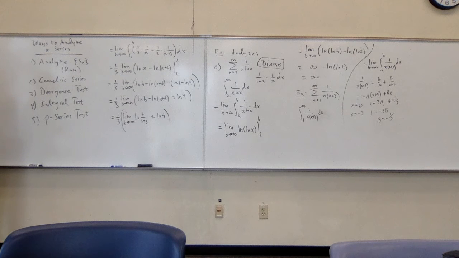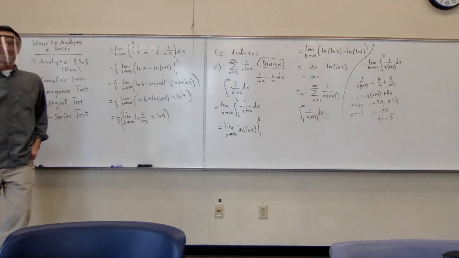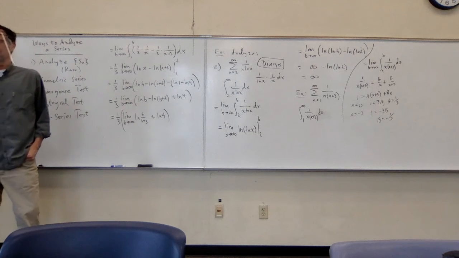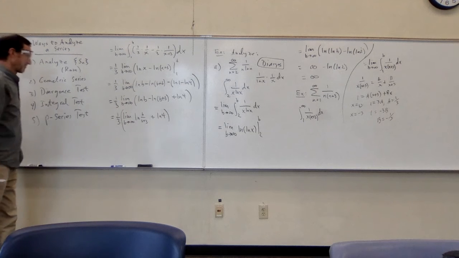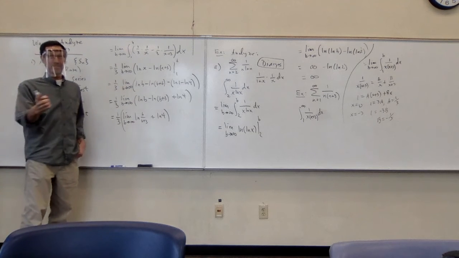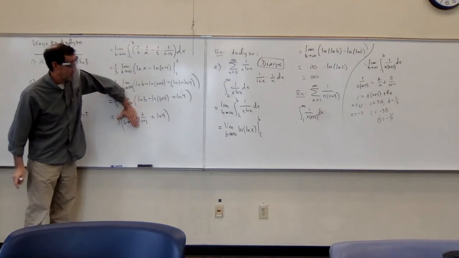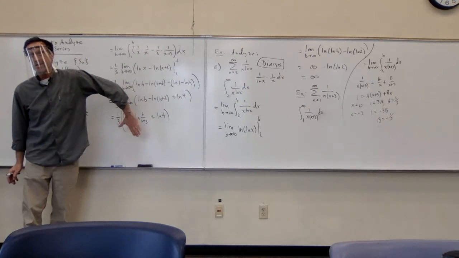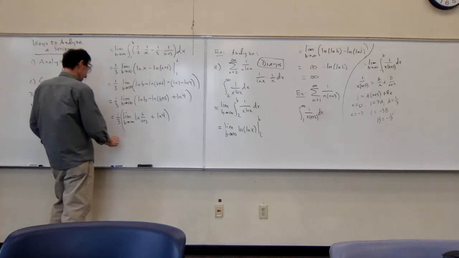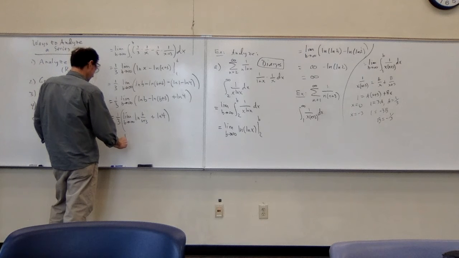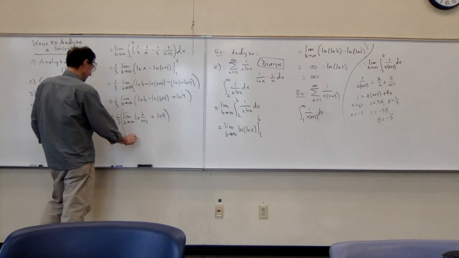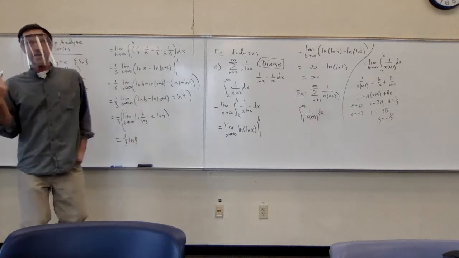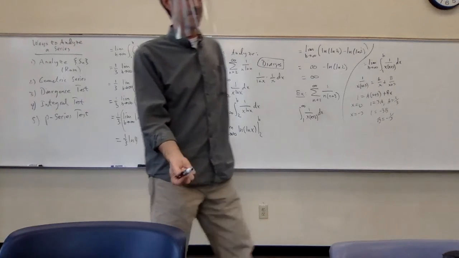Everybody follow that? I could have used L'Hopital's rule. I would have to write it as a fraction, and I think the only way to do that is to use log properties. But good. As b goes to infinity, what does b over b plus 3 approach? 1. And the log of 1? 0. What's our answer? 1/3 Ln4. The integral converges.